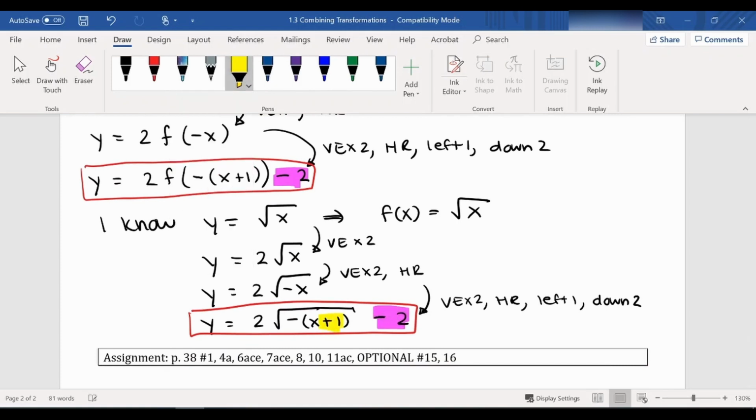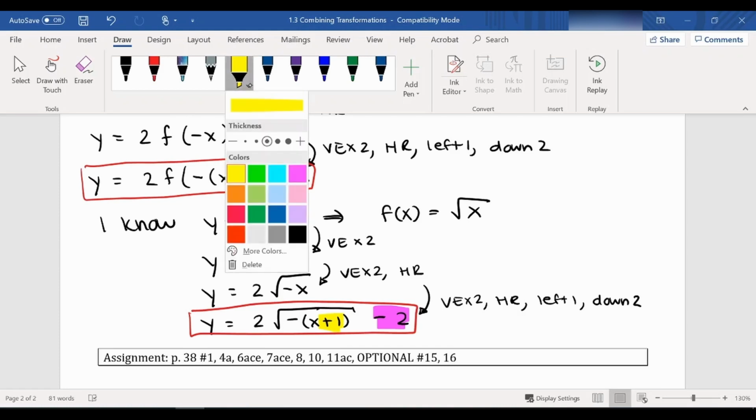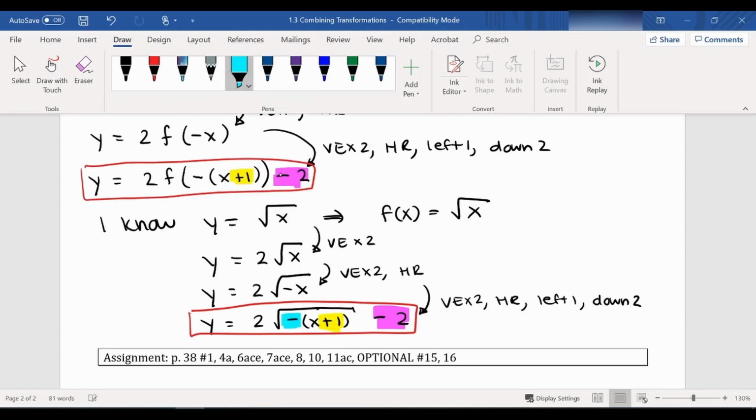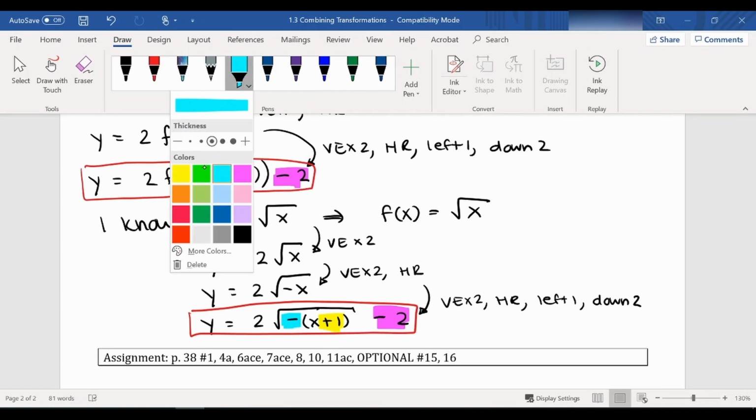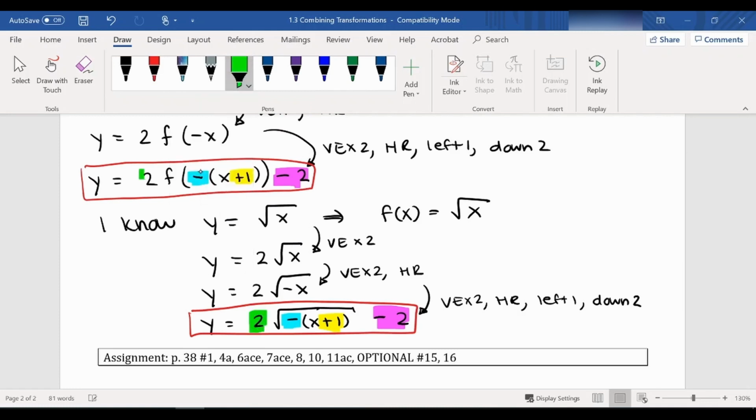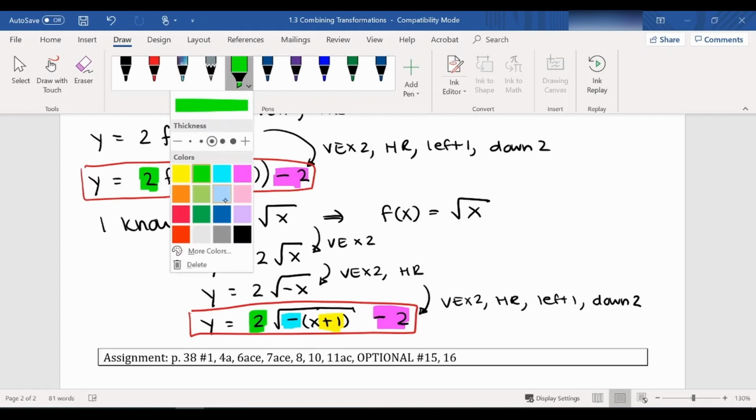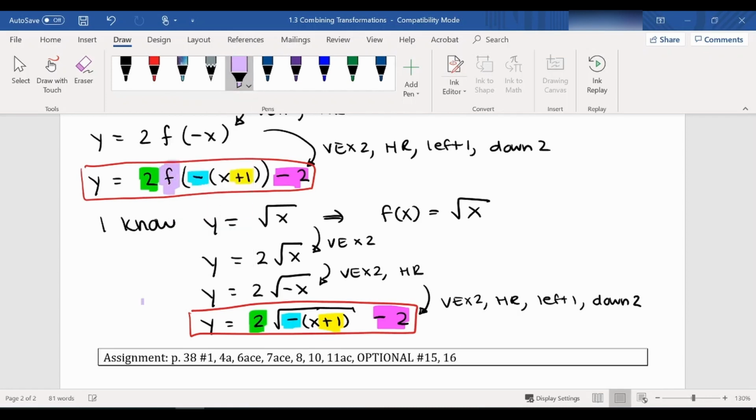I've got my plus 1 in the middle, plus 1 in the middle. That's the same. I've got my minus in front, my minus in front. That's the same. I've got my 2 in front, 2 in front. That's the same. The difference here, let's pick a color that's easy to see. Let's go with this one. Okay. I've used an F here and I've used the root here.